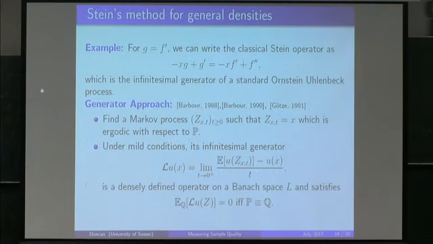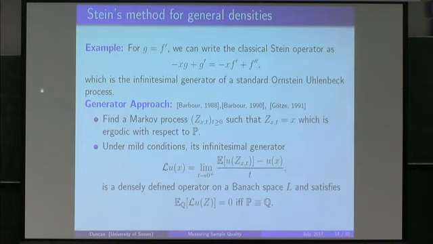So the question is, how do we do it in general? And for me, this is the beautiful part of this theory. So we have this function g right here. If we set g to be f prime, then the Stein operator looks like this. And if you work in statistical mechanics, you'll definitely realize what this is, or at least certain classes of statistical mechanics. This is the infinitesimal generator of the Ornstein-Uhlenbeck process.